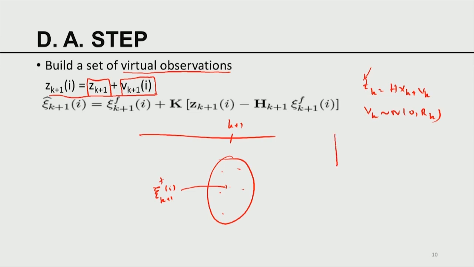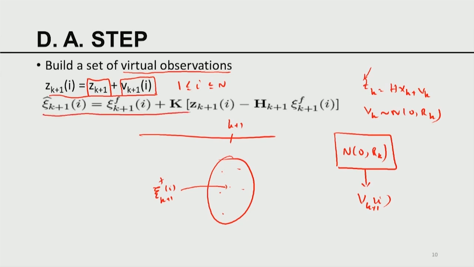So what are we trying to do? We are trying to generate a random number from a normal distribution N(0, R_k). I am going to create a noise vector v_{k+1}^i. So I have z_{k+1} and v_{k+1}^i. I am going to add v_{k+1}^i to get the ith member of the virtual observation z_{k+1}^i. This i runs from 1 to N. Then what do I do? I simply apply the Kalman filter equation.